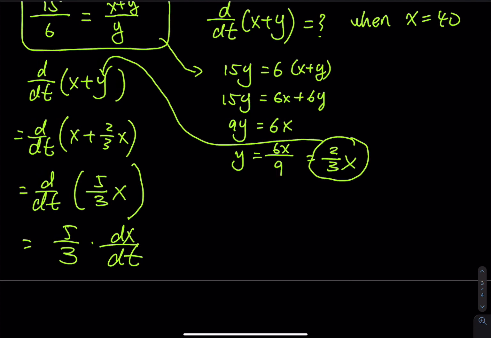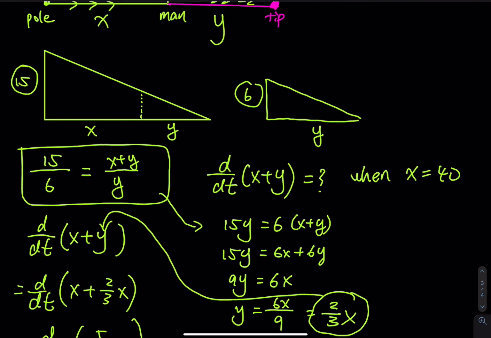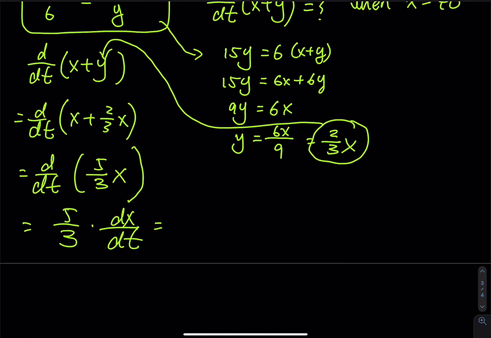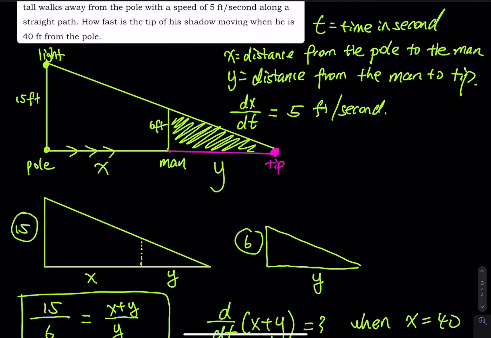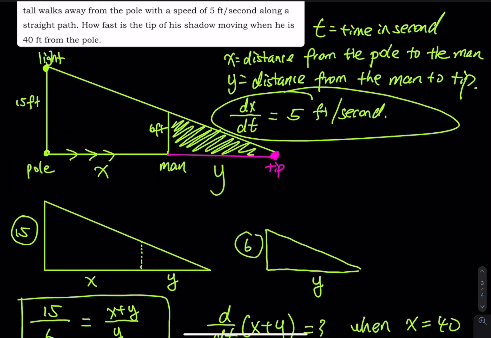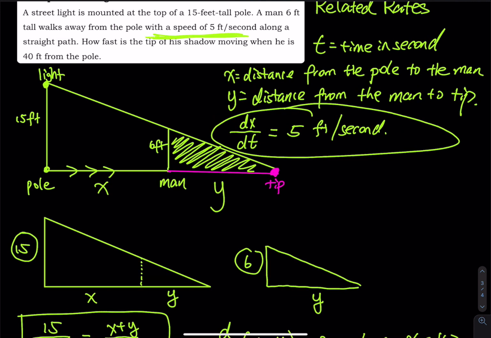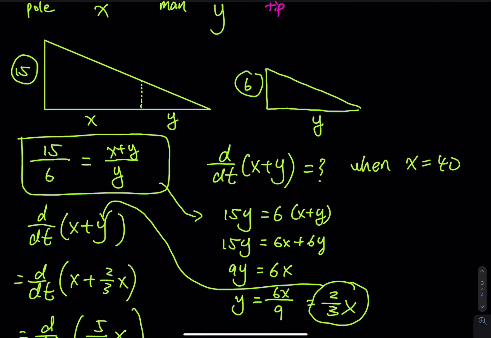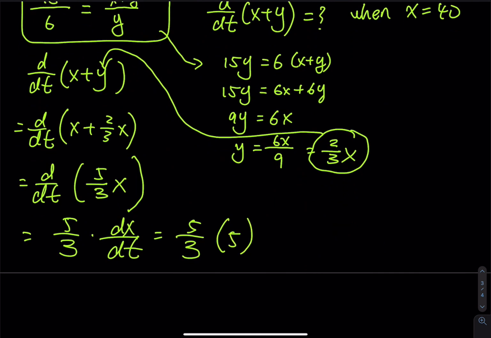And then what is dx/dt? Oh, actually dx/dt is not 40. dx/dt, we got dx/dt right there, is 5. I was doing this too fast. So 5/3 times dx/dt, where is the 5? You go back to the notes, it is 5 feet per second. A man walks away from the pole with a speed of 5 feet per second. This is the rate of change of x. So that is where you have to plug in. So that is equal to 5. That is given in the problem.